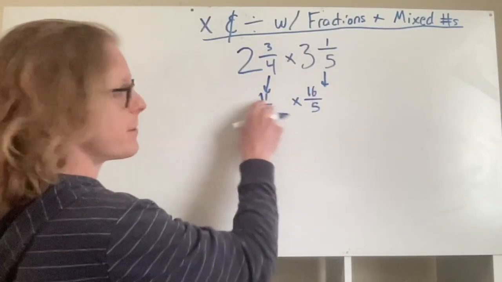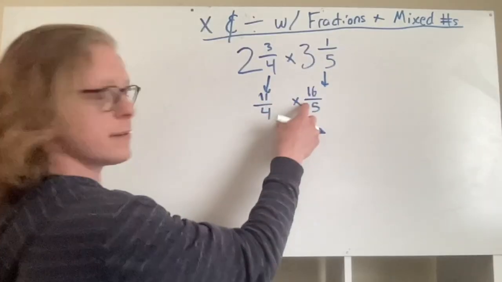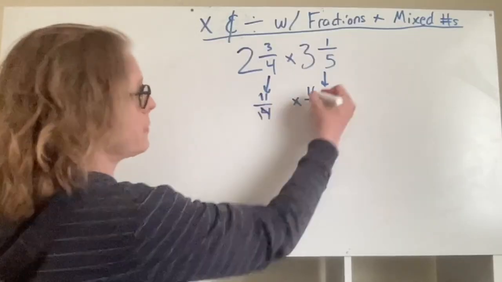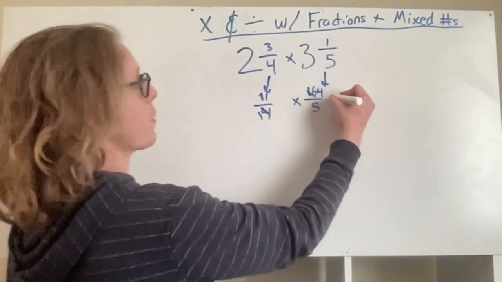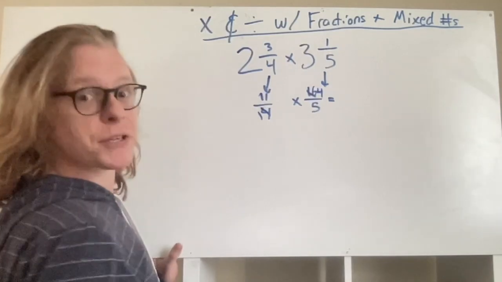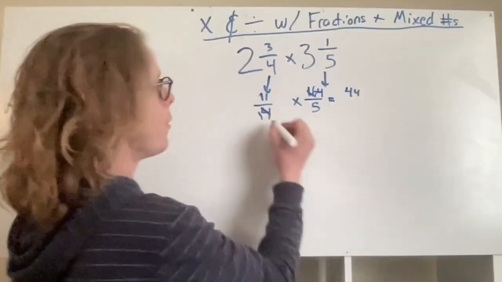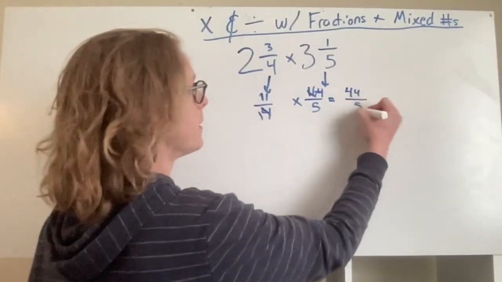11 and 5, there's nothing we can do. But 4 and 16, those are both 4 times tables. This is 4 times 1. This is 4 times 4. Okay, now let's go ahead and multiply straight across. 11 times 4 gives me 44. 1 times 5 is 5.